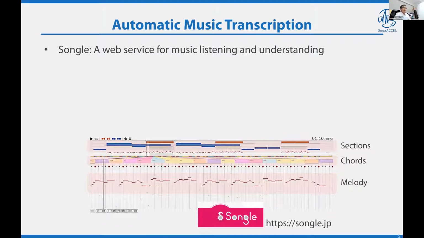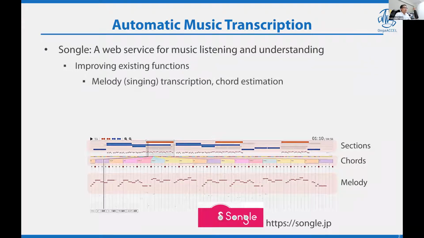Actually, in our project called Onga Axel project, which was funded by the Japanese government, we have been developing a web service called Songle for music listening and understanding. In this service, there are several functions. For example, you can see the melody estimation, chord estimation, section estimation, and beat time detection.